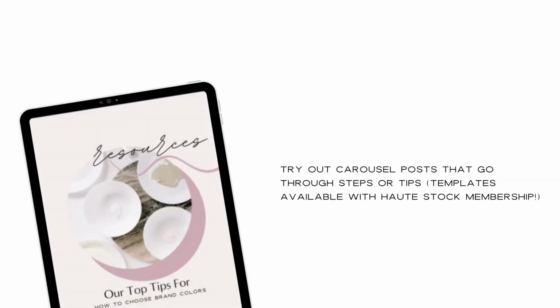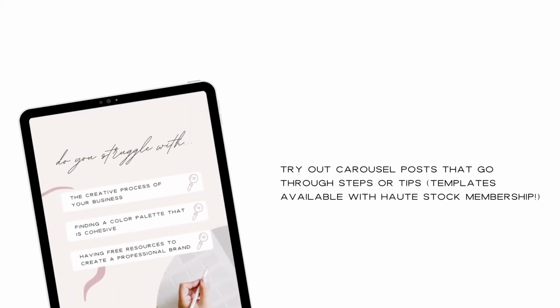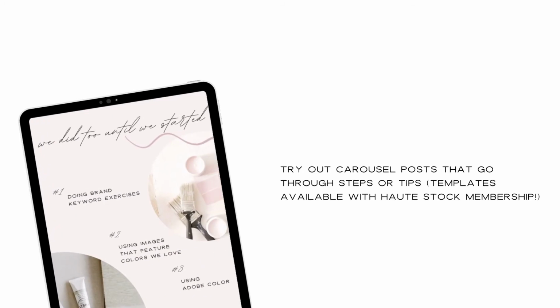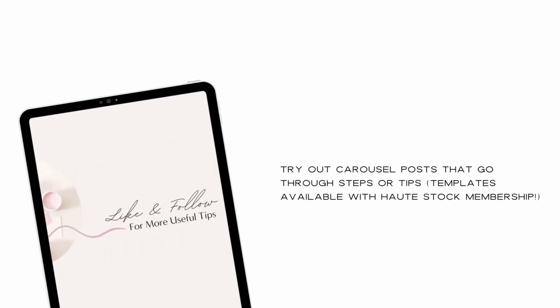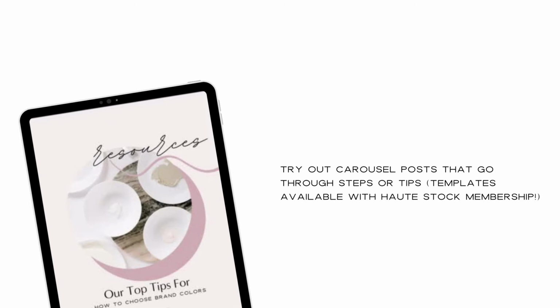So one type of educational content that is getting a lot of traction right now are carousel posts. These posts are up to 10 slides of content that take people through the steps you're explaining in a visual way, just like the example here. If you want to create carousel posts but don't feel like starting from scratch, then you can sign up for a Hotstock membership to download our customizable Canva carousel templates.